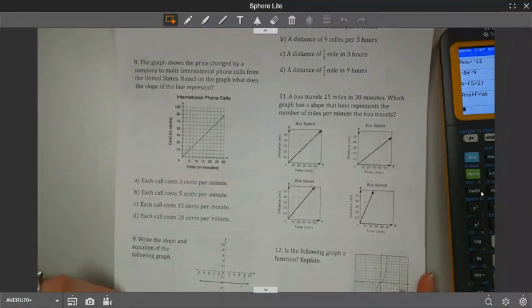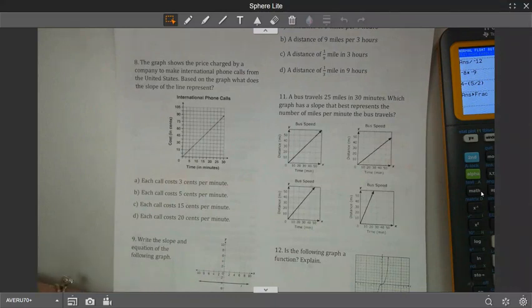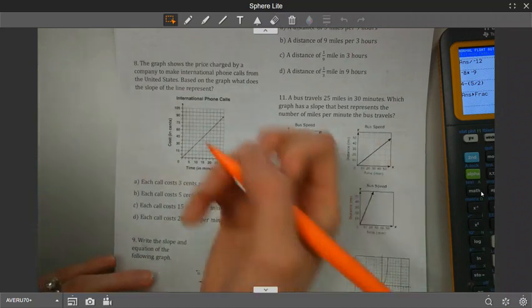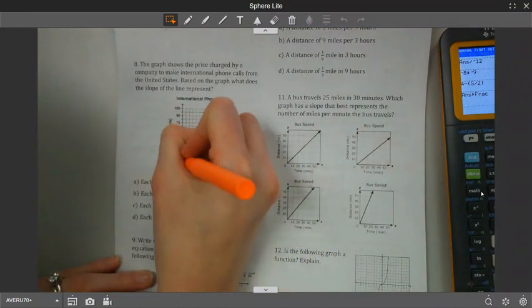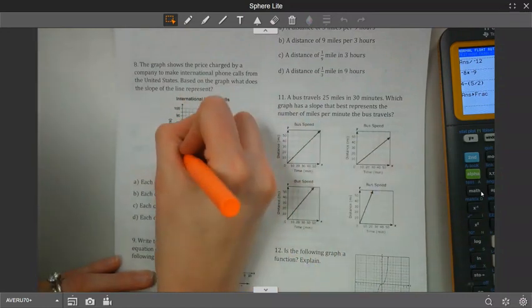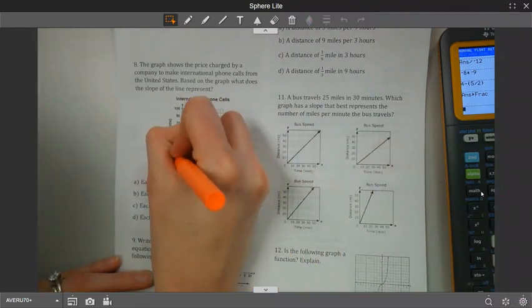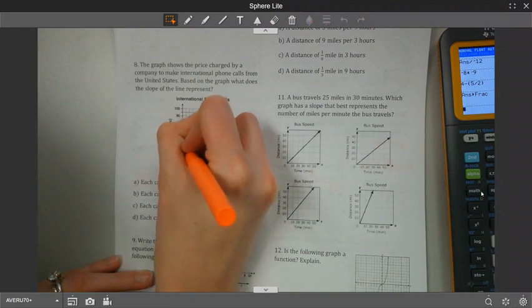Number 8, the graph shows the price charged by a company to make international phone calls from the United States. Based on the graph, what does the slope of the line represent? Okay, it says each call costs 3 cents per minute. Well, we're talking about the slope. So the very first thing I should do is find the slope. So I have a perfect point here at 0, 0, and then at 15, 5. So from 0 to 15, I go up 15, and then I go over 5.